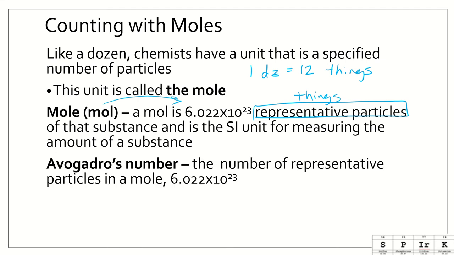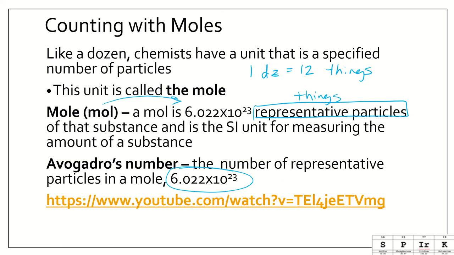So Avogadro's number, which is just that number, is the number of representative particles in a mole, because there's a scientist, Avogadro, who came up with it. This is a number that you are going to get familiar with, and I'm going to say you don't need to memorize it, but you will just get familiar with it and will end up memorizing it. And tomorrow we'll watch this video in class.